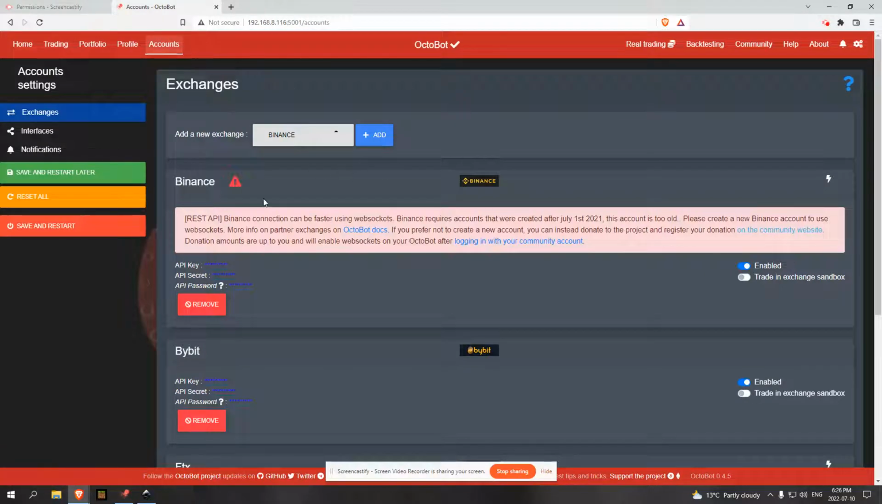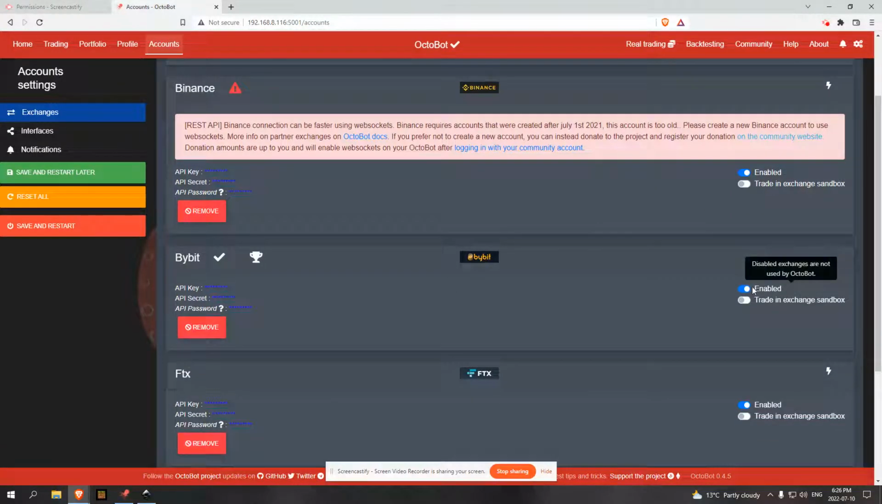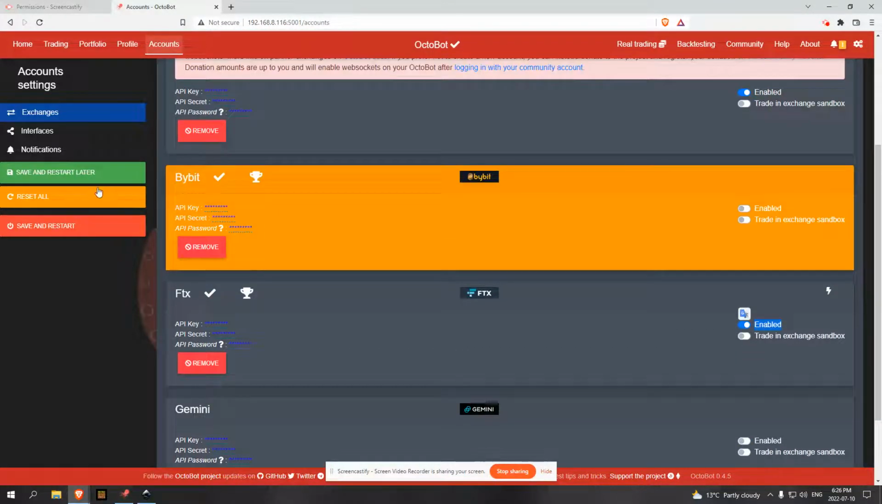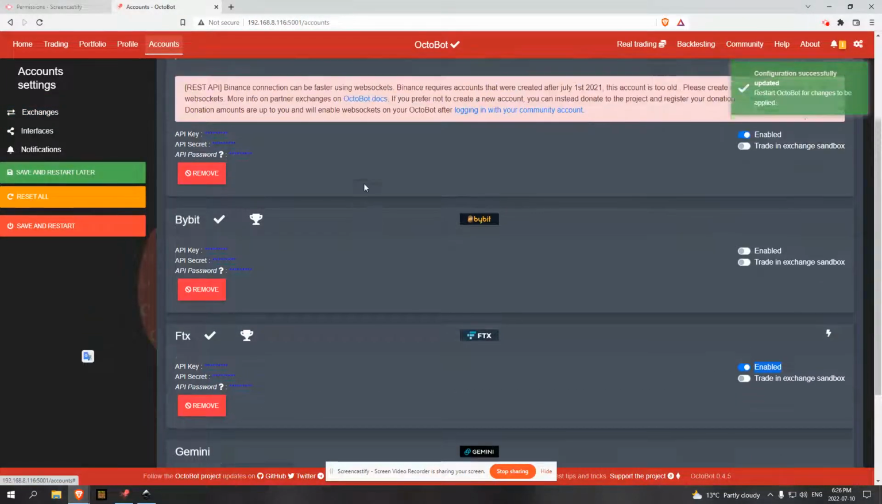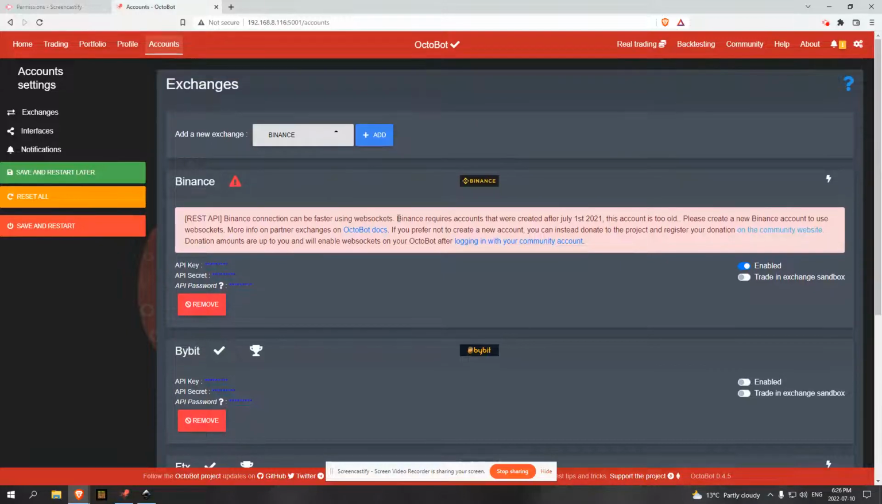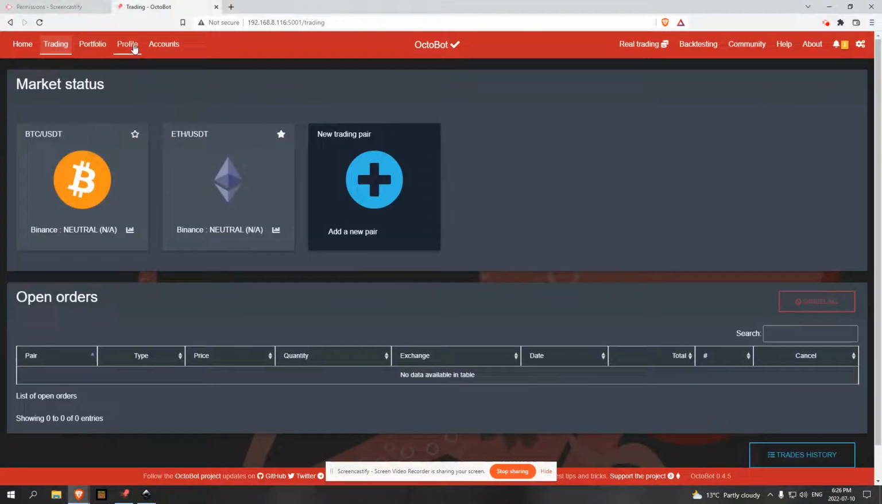That's at least good for us to know, because now I can go and disable Bybit and disable FTX, and I can just say save and restart later. It's shouting at me because my account was created before July 1st, 2021. So it doesn't like my account. It wants me to make a new one and then re-verify it. But yeah, that's very positive. That means that Binance is working with the arbitrage.